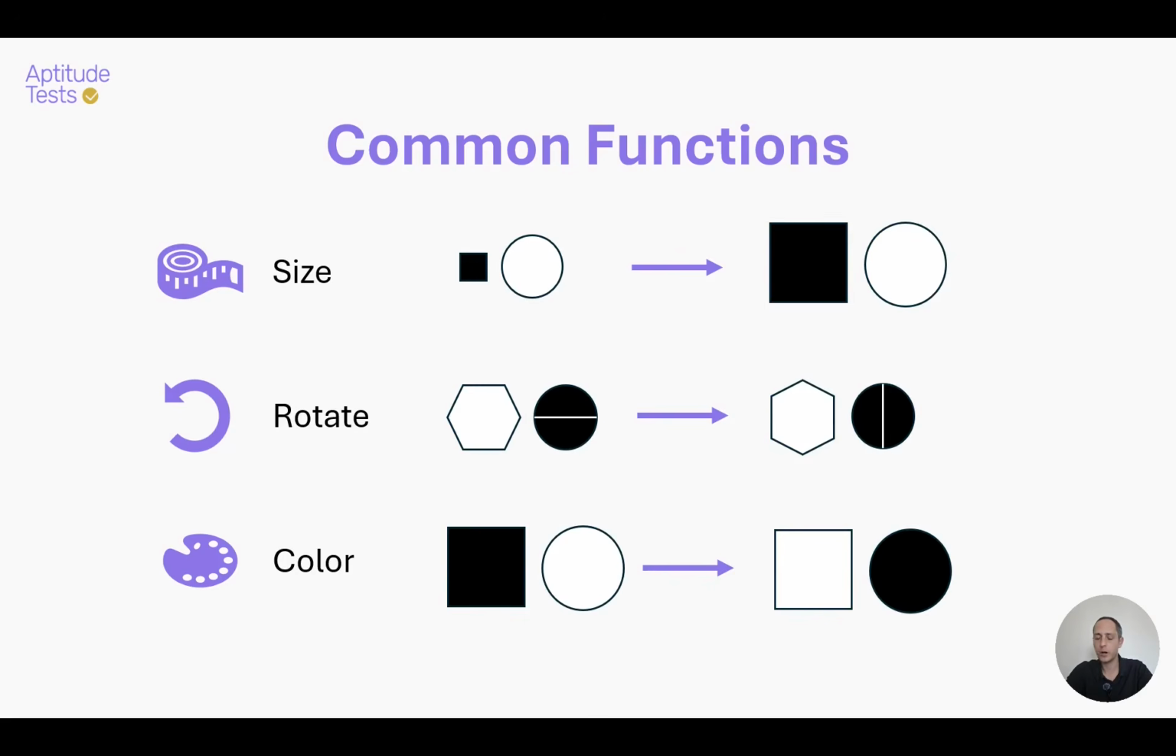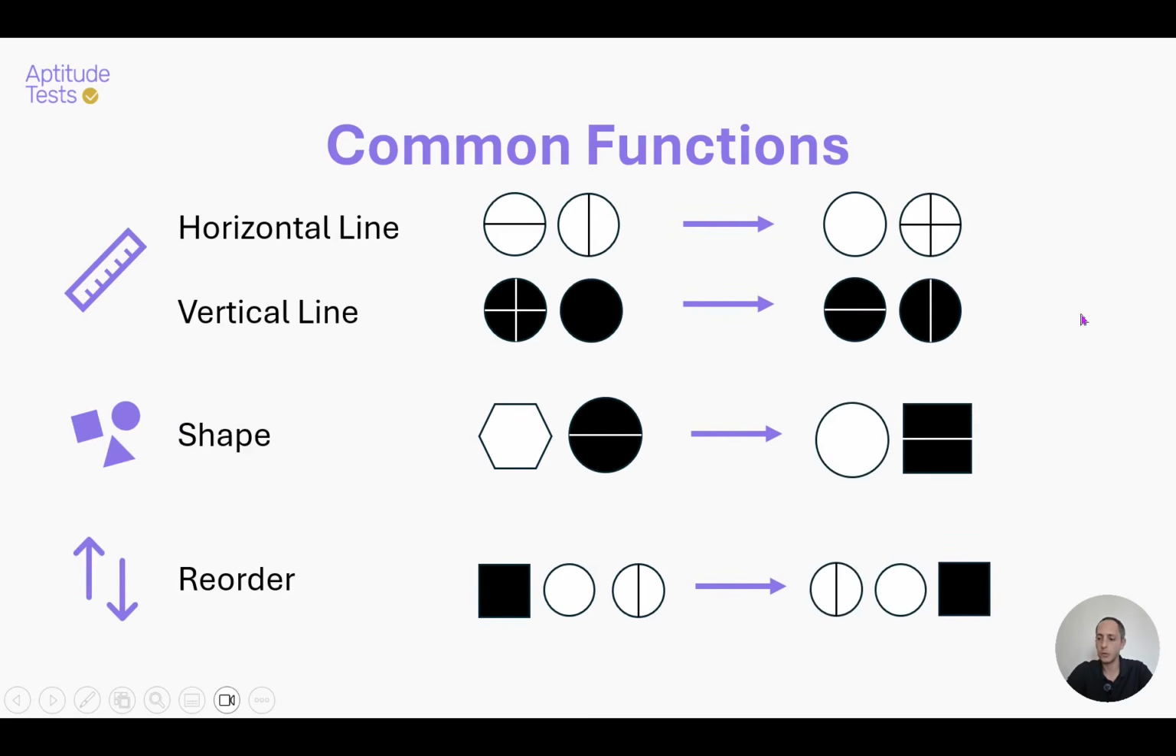The first 3 are pretty self-evident. You're going to change the size, the rotation, or the color of all shapes, as I mentioned earlier, all shapes in the same row. So here we can see that we're transitioning from a small square and a small circle to a big square and a big circle. Here we can see the shapes rotating, and in the bottom row all their characteristics remain the same except for the color. The next 3 are a bit more challenging, and I'm going to talk just a little bit more about them.